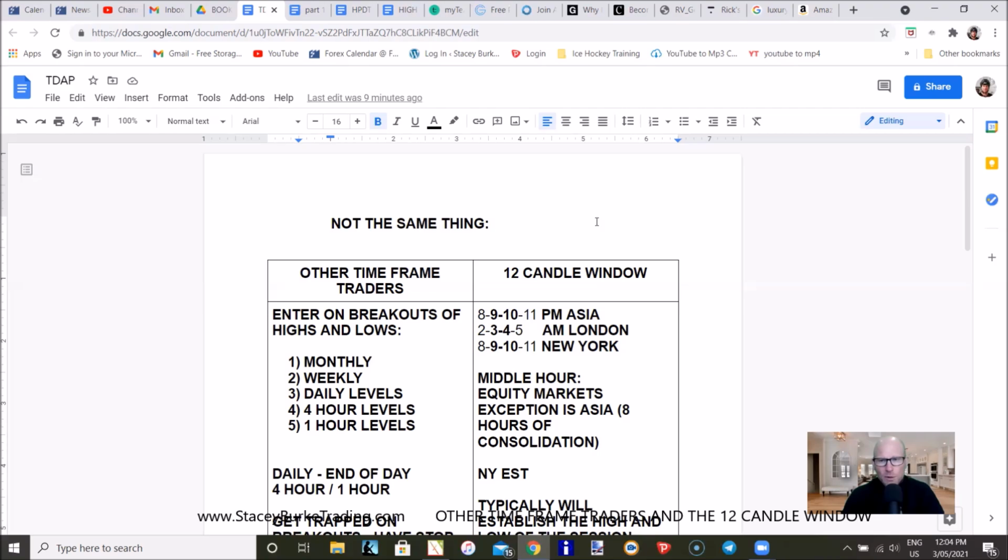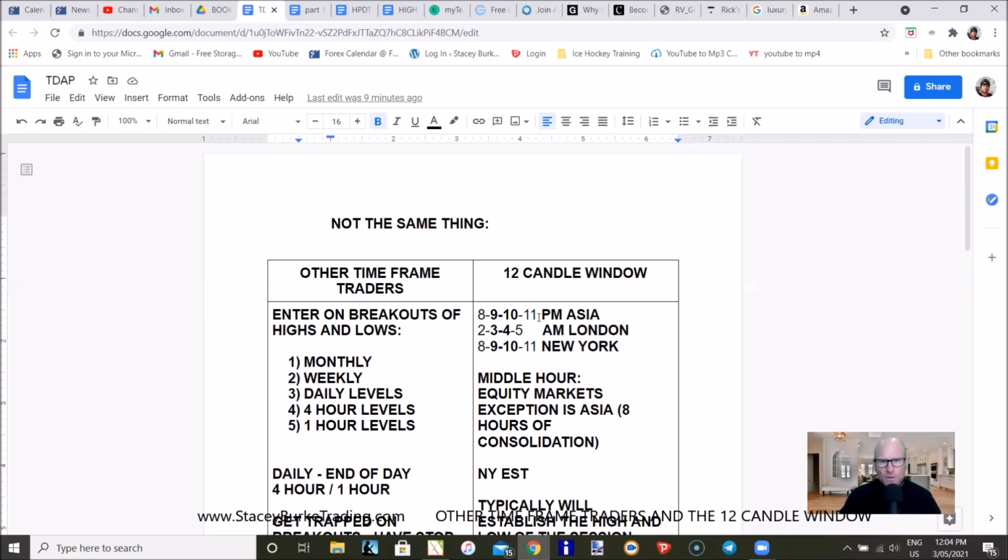They initially may have a burst of 15, 25 pips, but then you check a few hours later and you're underwater by maybe 15, 25. And if it's gold, it could be 50 to 75 pips. So important to compare the understanding of other time frame traders entering in on breakouts of highs and lows at monthly, weekly, daily, 4-hour, and hourly levels.